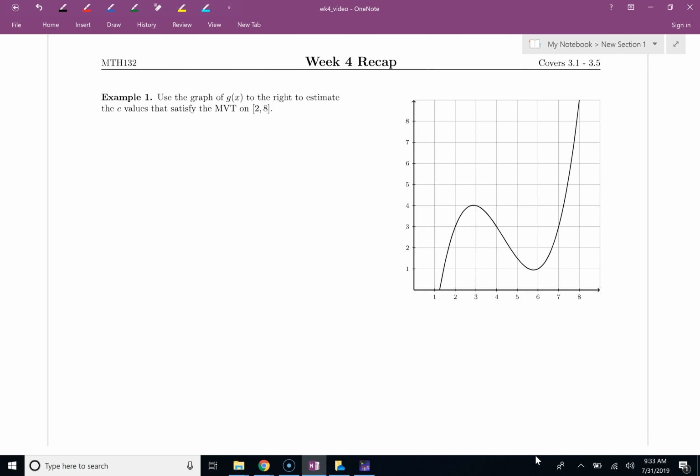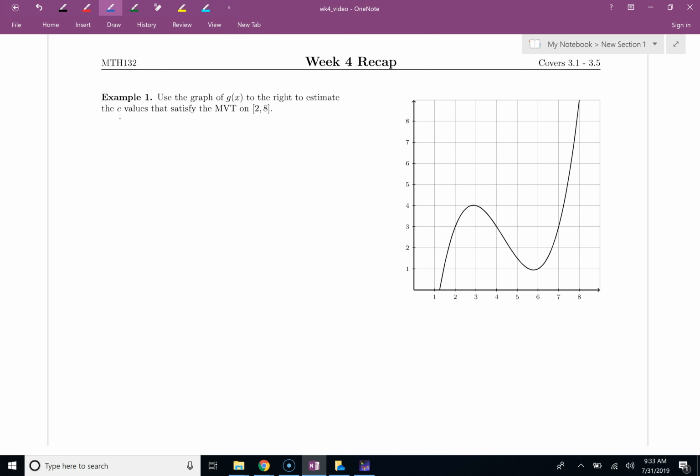All right, so in this example, again, we just have a graph. We don't have actually what the equation is, but we want to go ahead and use this graph to estimate C values that satisfy the mean value theorem. First of all, the mean value theorem is one of these theorems that has a list of hypotheses, right? It doesn't work for every single function out there.